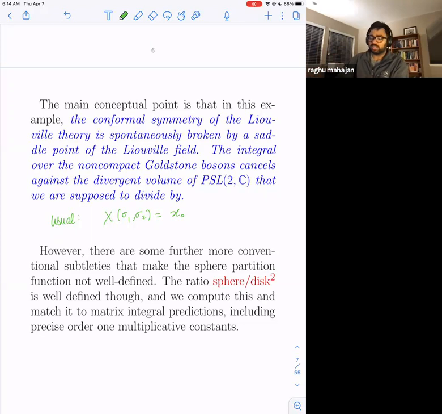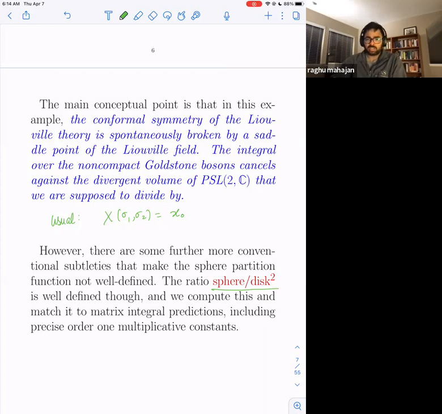But those same constants also appear in the disk. So if you compute this ratio, sphere over disk squared, you get a precise number, just some real number, and you can check it against the matrix integral computation. Okay, so this is what we will do.